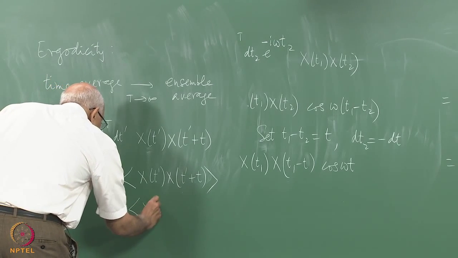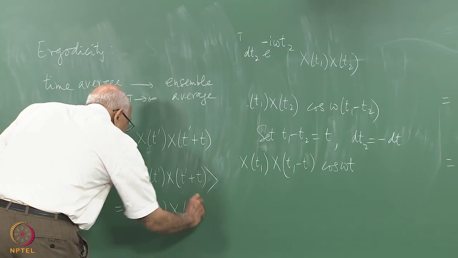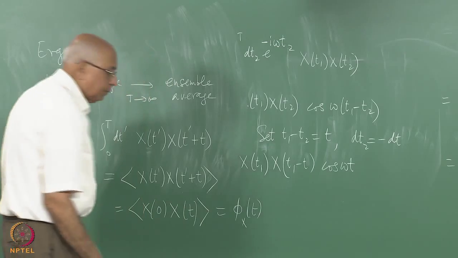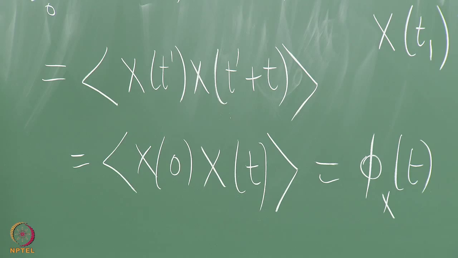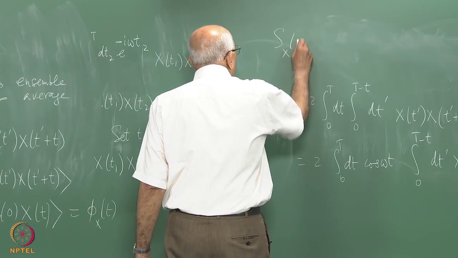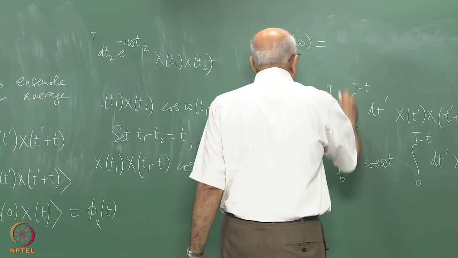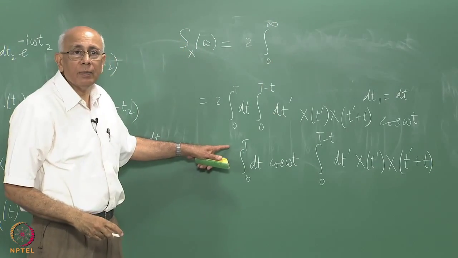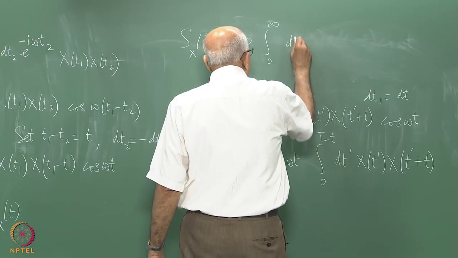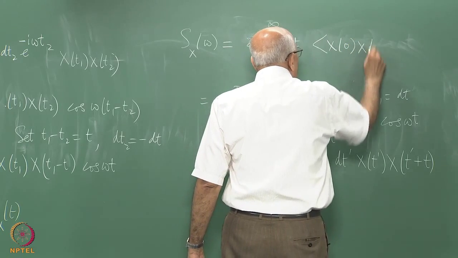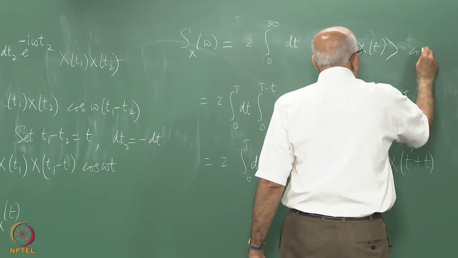Okay. And of course, this thing here by stationarity is equal to x of 0, x of t, equal to phi x of t. That's how we defined this correlation. So finally, it tells us that S x of omega is twice the integral from 0 to infinity, because remember there's a T going to infinity limit here, of dt, well, let's write it out explicitly, x of 0, x of t, cos omega t.